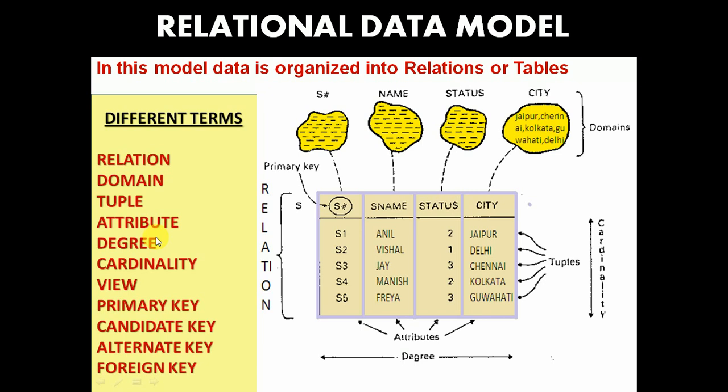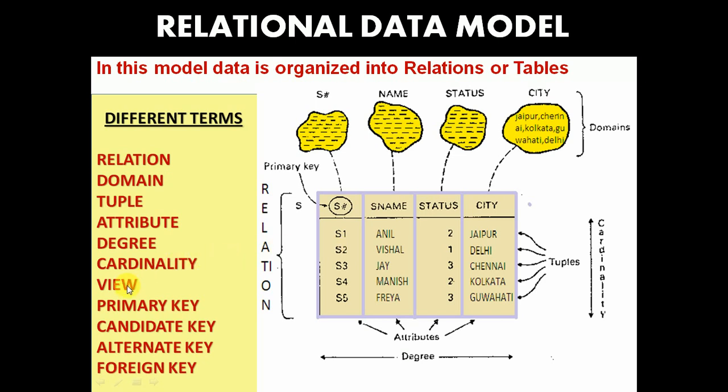Then degree means the total number of attributes, the total number of columns. For example, in this table we have a total of 4 columns. So the degree is 4. Similarly, in this table we have a total of 5 records. So the total number of records is known as cardinality.